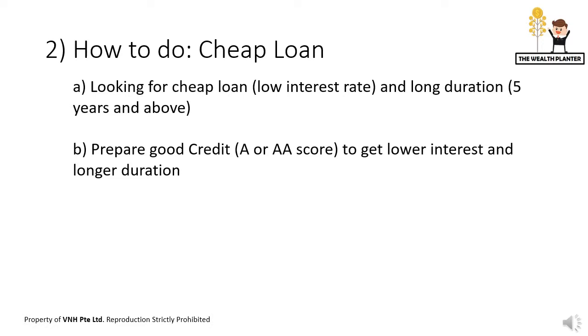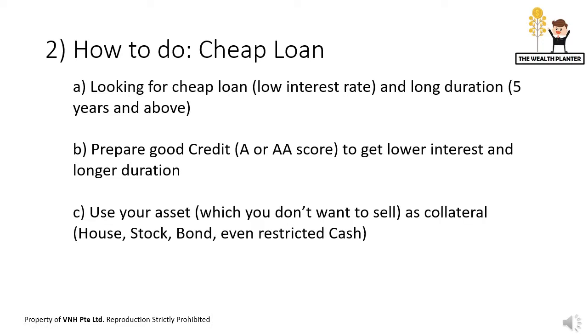You can also use your assets as collateral to borrow money from the bank. The eligible assets include real estate properties, stock, bond or restricted cash. Explore this with bankers or loan specialists, they can help you if you are not familiar.